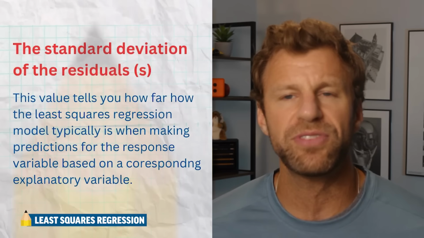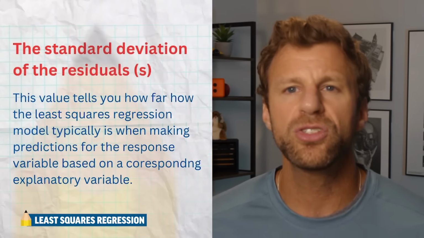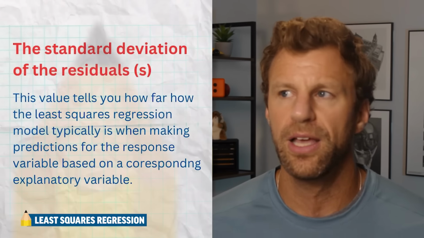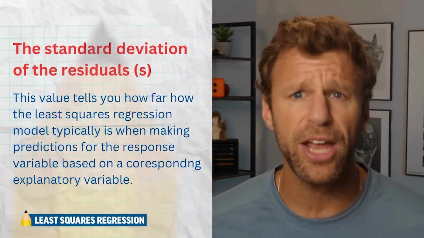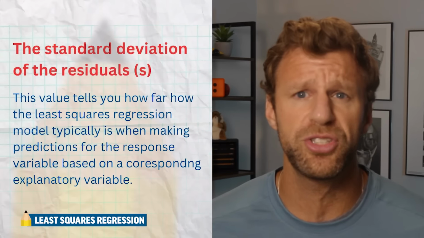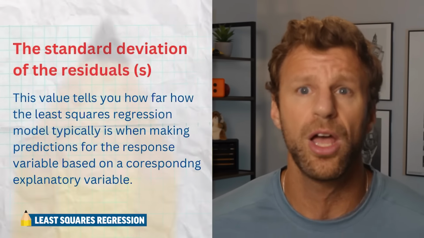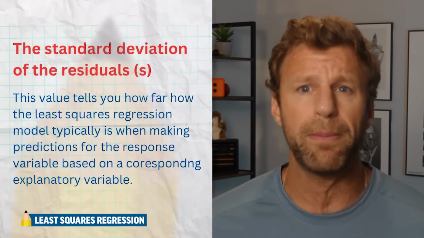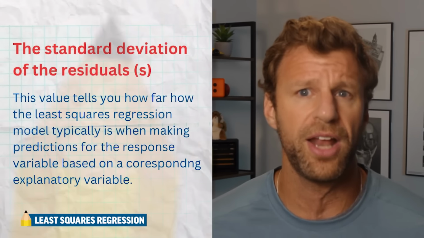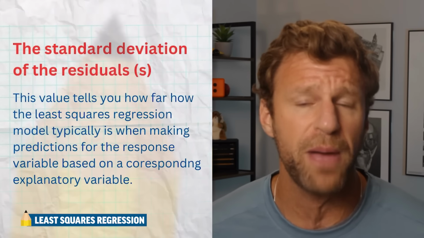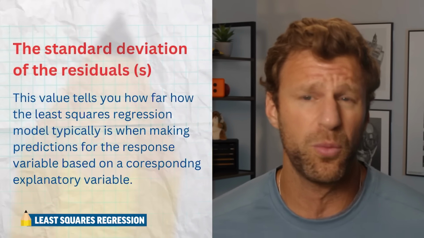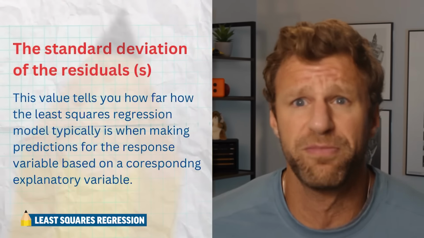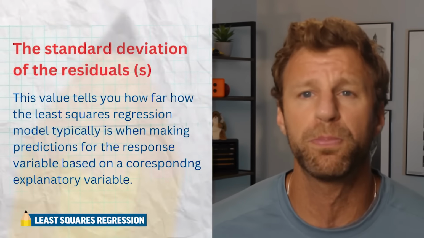Now here you really have to take context into account. For example, if you're trying to predict the weight of an elephant, and your standard deviation of the residuals is 5 pounds, well, that's actually really, really good. That means when you're trying to predict the weight of an elephant, you're typically off by 5 pounds when you use your least squares regression line. And when you're predicting an animal that weighs tons and tons, being off by 5 pounds is really good, reliable predictions.